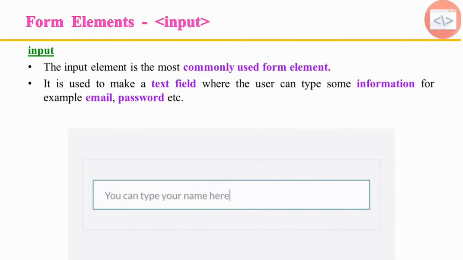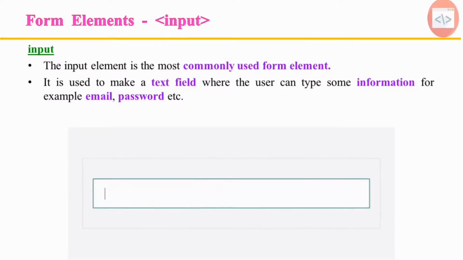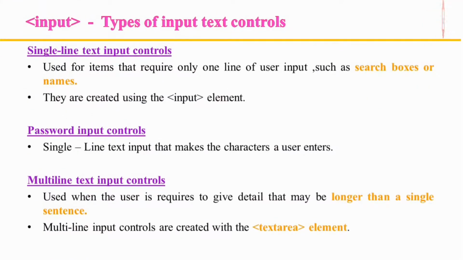Input text controls are used to collect user data. It will form a rectangle box where the user can input the data. There are different types of input text controls that can be used in HTML forms. Let's have a look at them. Single line input text control. This allows the user to enter only a single line of data. A typical example of such an input text control is for entering the name, search box, city, etc.